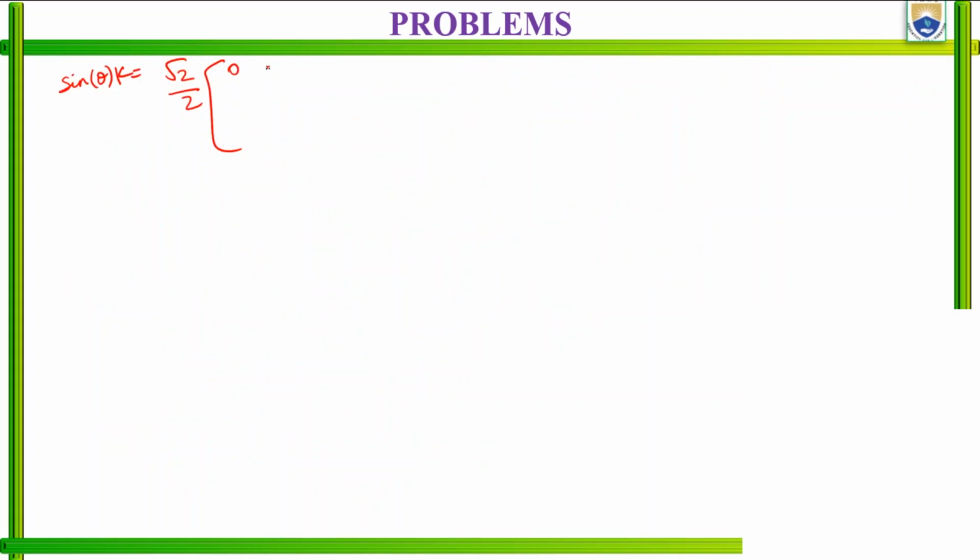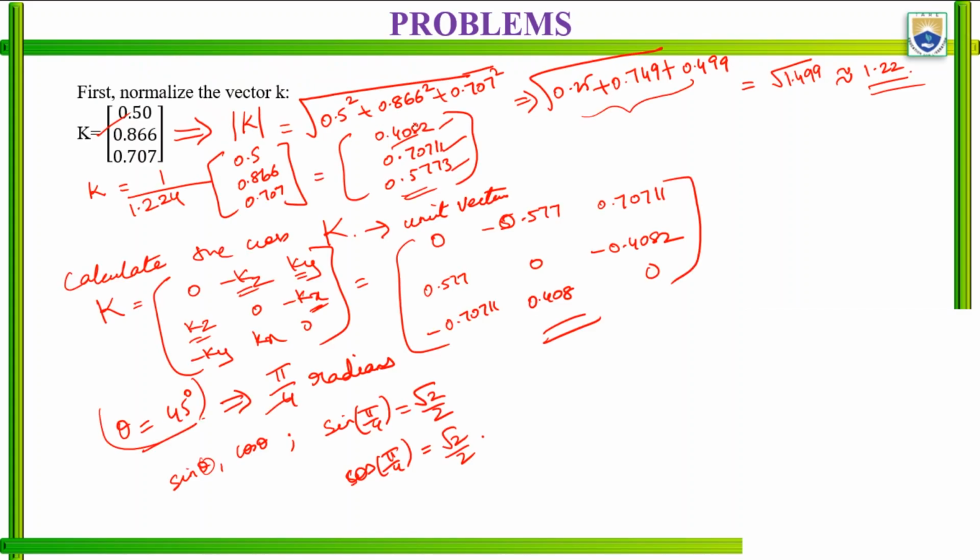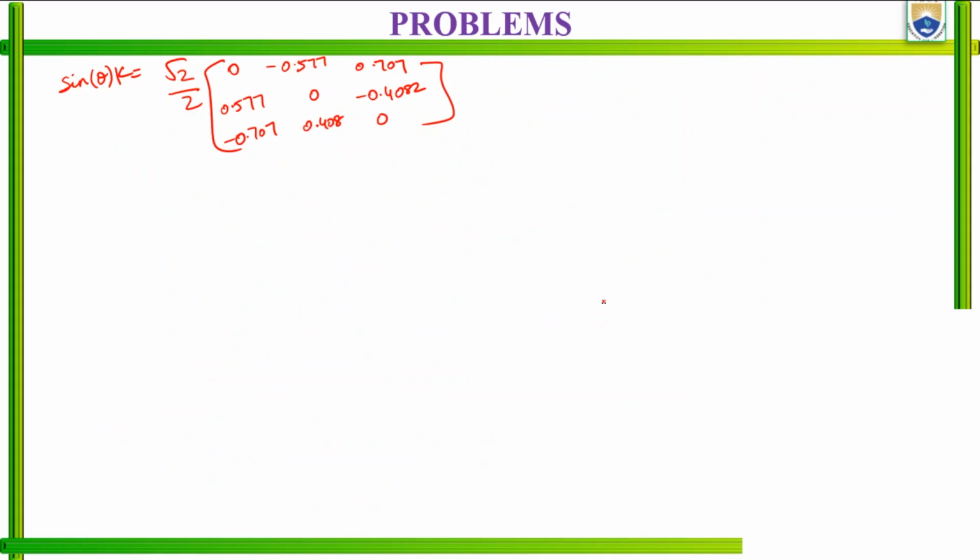0, minus 0.577, 0.707, 0.577, 0, minus 0.4082, minus 0.707, 0.408 and 0. This is the value of k which we have inserted here, right? Sine theta k is equal to root 2 by 2 into k.